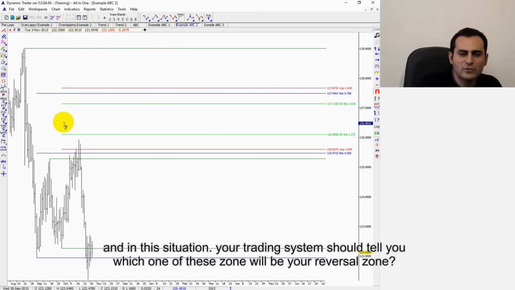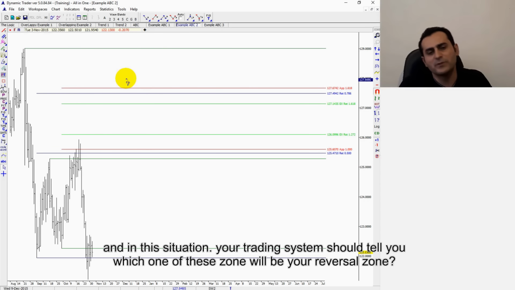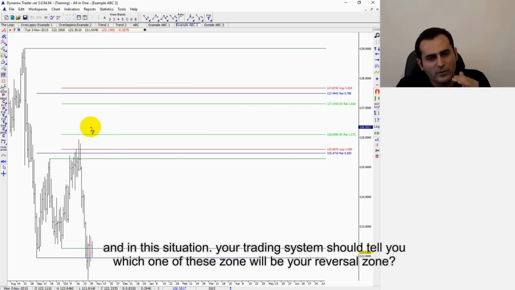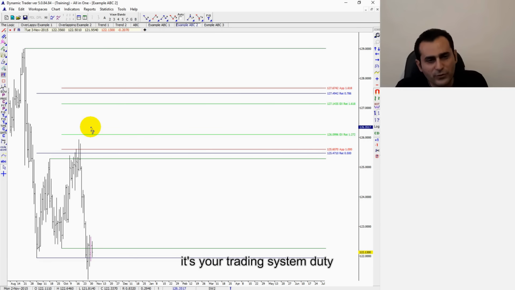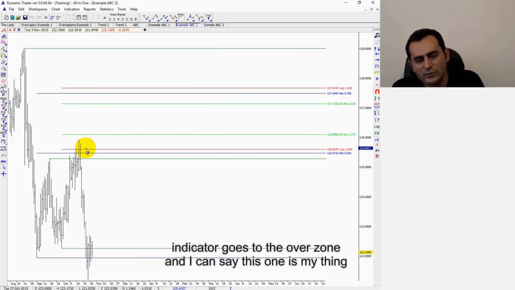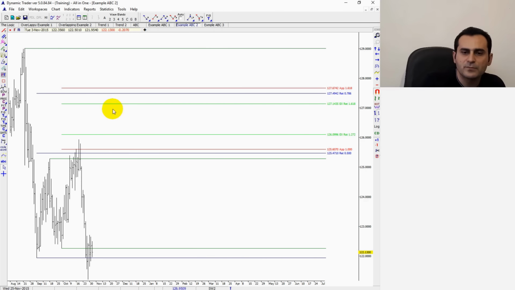You can see exactly what happens here. And in this situation, your trading system should tell you which one of these tools, when price reaches, which one of these zones will be the reversal zone. It's your trading system duty. For example, for mine, price in here went to the over zone. I can find this one is my thing. And this one is the end of the ABC.